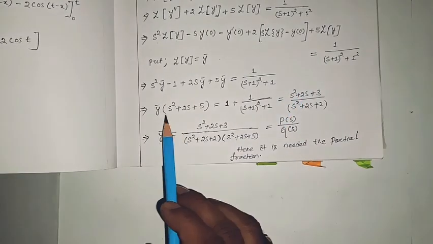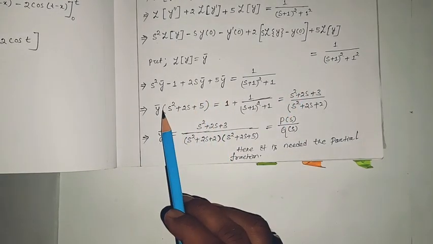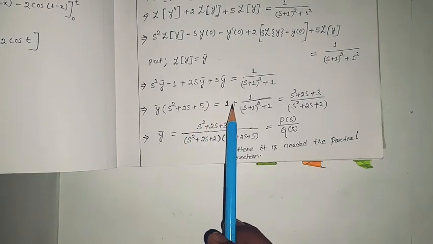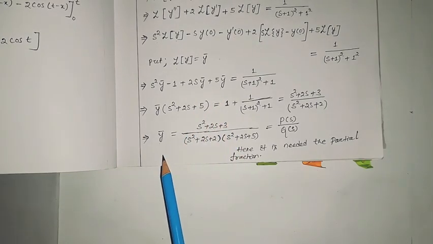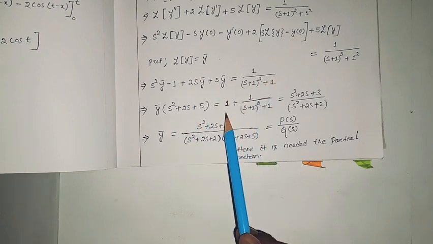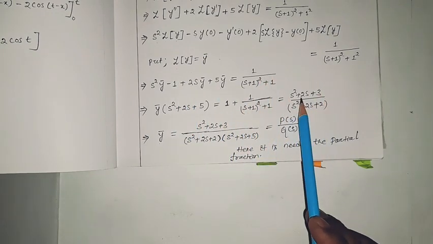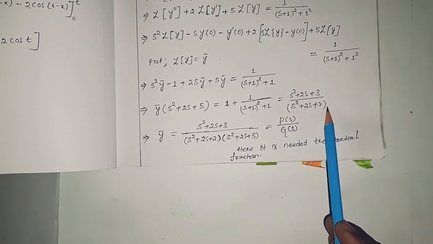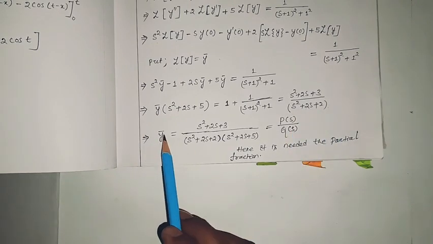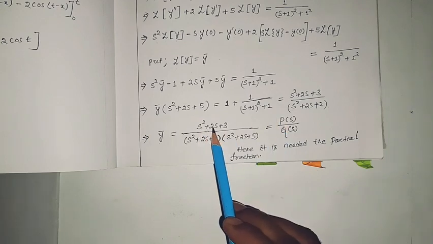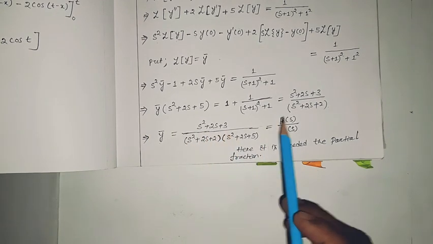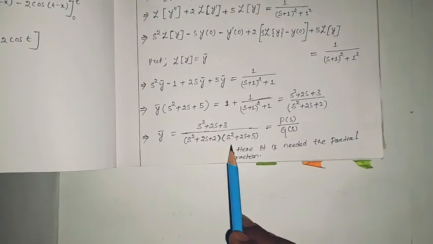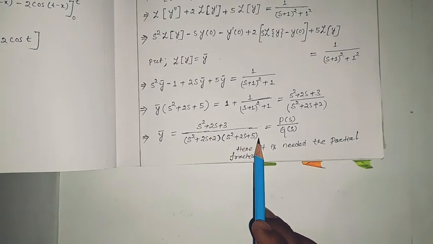So that implies y bar whole into (s square plus 2s plus 5) equal to 1 plus this. Taking minus 1 to this side, 1 plus this one will be (s square plus 2s plus 3) by (s square plus 2s plus 2). Or y bar will be equal to how much? (s square plus 2s plus 3) whole divided by this term, that is (s square plus 2s plus 2) into this term, (s square plus 2s plus 5).